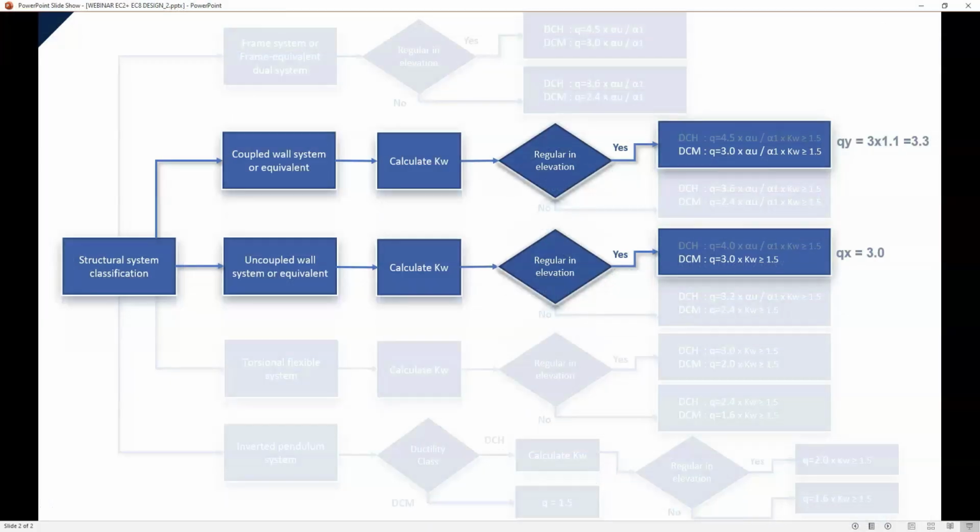Assuming we have medium ductility class, DCM, we have a behavior factor of 3.3 in the y direction and 3.0 in the x direction. At this point, we have completed one of the most important aspects of these checks before starting the structural calculation. We have left one quite important aspect for the end, verifying that our secondary and primary structures respect the rules imposed by the Eurocode.